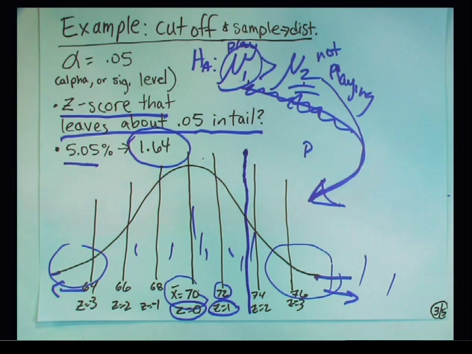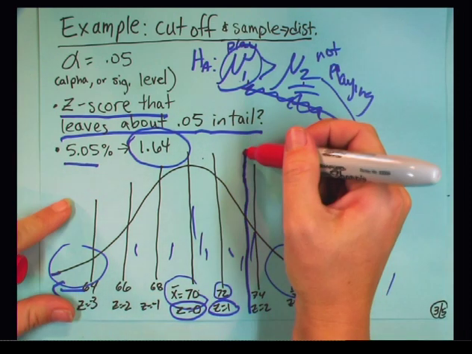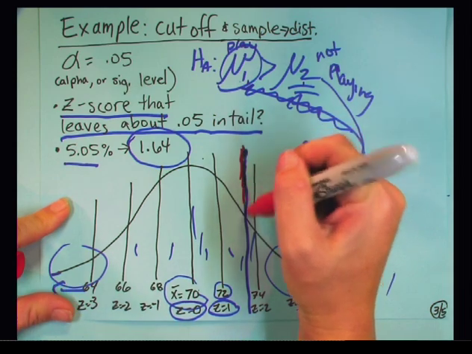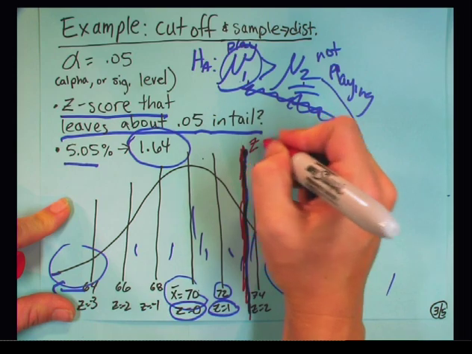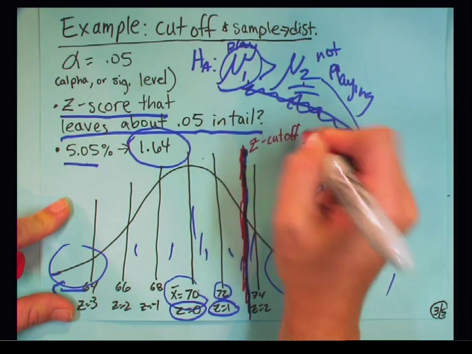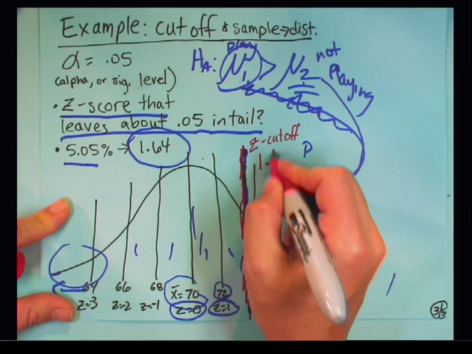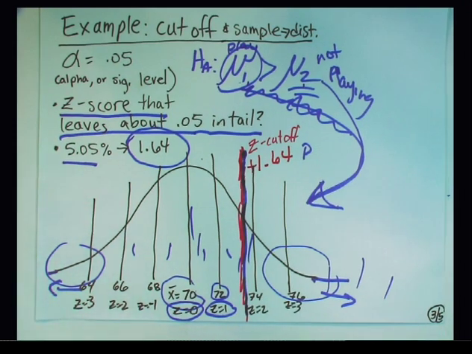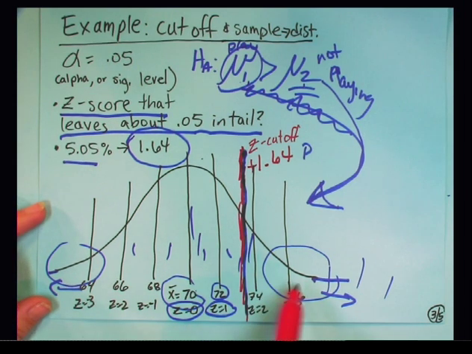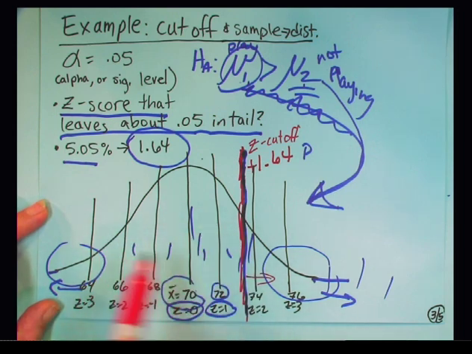Maybe I'll make it red so that we can tell which one it is. So here we're going to draw in this z cutoff of 1.64. Now this cutoff is important because if your sample score falls beyond that cutoff, in this direction, then you decide to reject the null. If your sample score falls below that cutoff, then you decide to retain the null hypothesis.